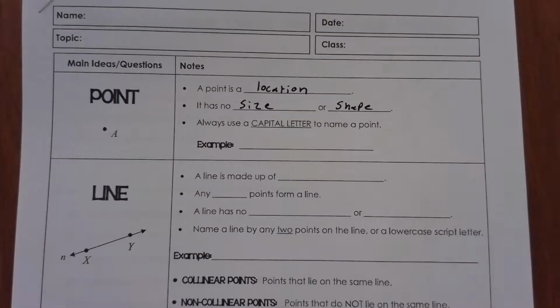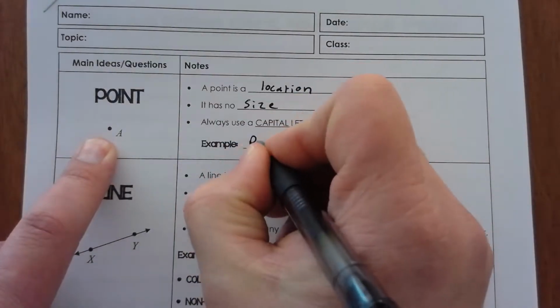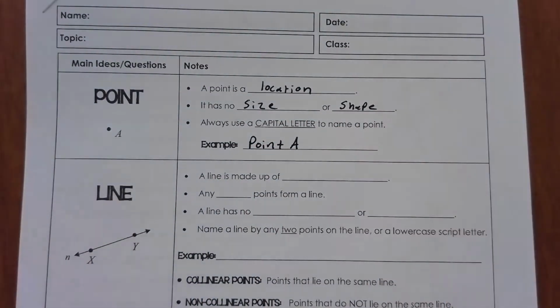So whenever we name a point, or you're reading something on a paper, we always use a capital letter to name a point. Like here's your example right here. This is red point A. So always a capital letter. If you use a lowercase letter, you're actually using a variable. Okay, so whenever we're talking about a point, we're going to use a capital letter.